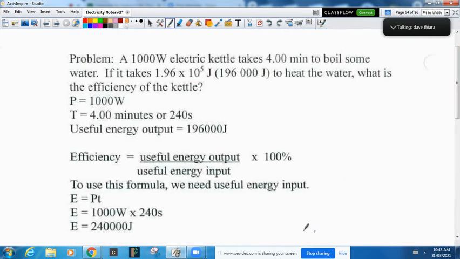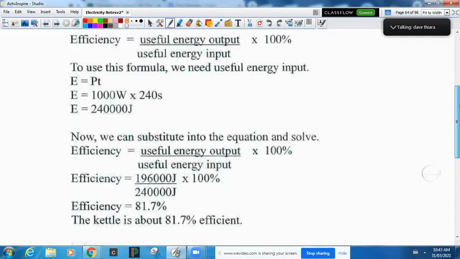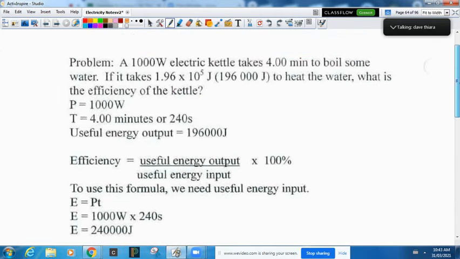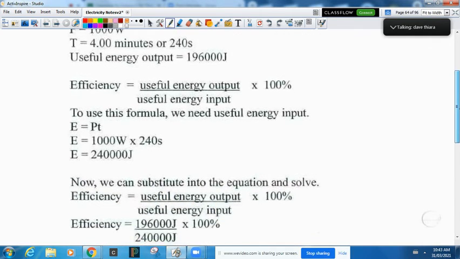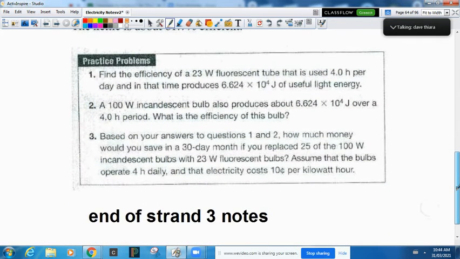So like this, 1, 2, 3 step problems are fairly representative of what you'll be doing when you get to Science 10. But for Science 9 on the government exam, they don't want you doing more than one step problems. So you're not going to see this. I just provided it to you as an example of a more complicated question so that you could see how they work. And that is the end of outcome 3 notes.